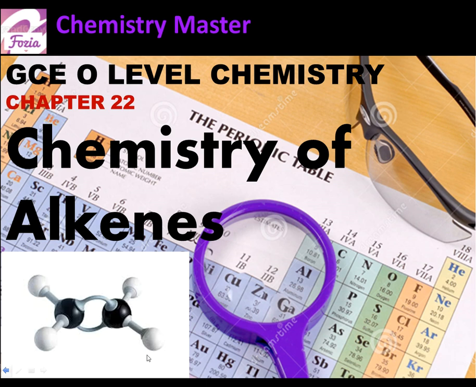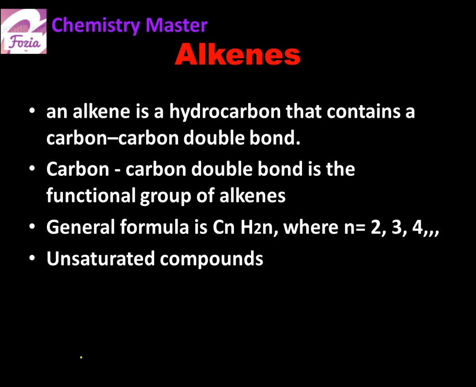Just watch the lesson very carefully. First I introduce you alkenes. Alkenes are the hydrocarbons that contain a carbon-carbon double bond in them. So, to be an alkene, there is a condition that the structure must possess a carbon-carbon double bond.